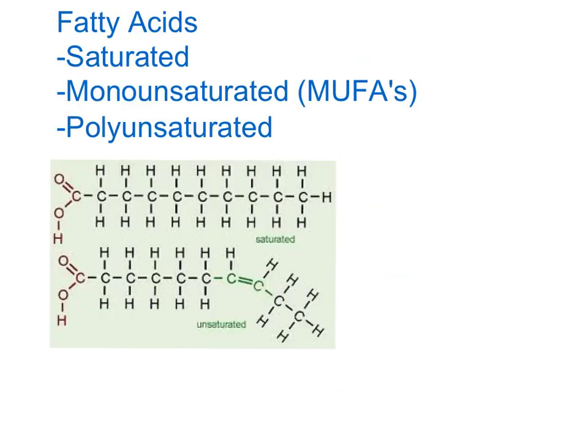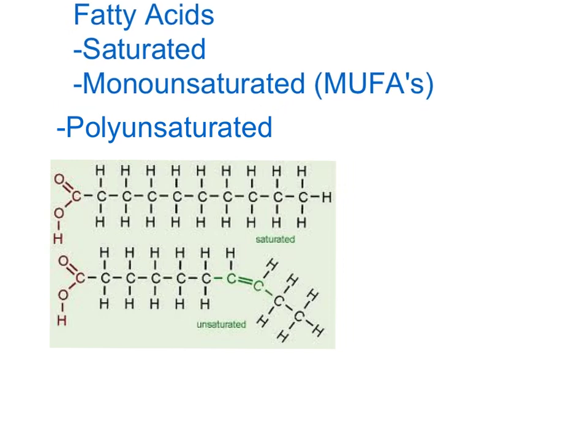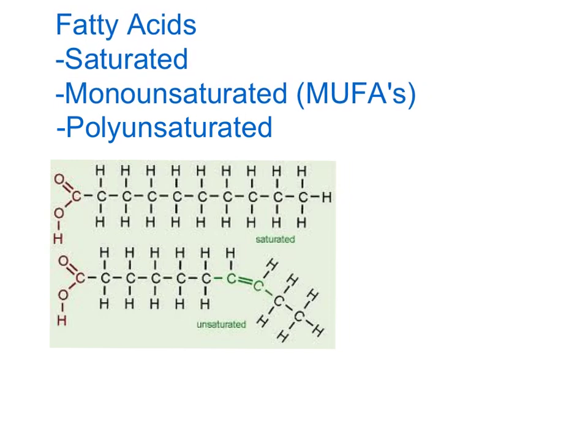I want to take a moment and talk about these fatty acids. Fatty acids come in a couple of different forms. There are two main types of fatty acids. There's saturated fats, and secondly, the unsaturated fats. Unsaturated fats can be further subdivided into monounsaturated fats and polyunsaturated fats.